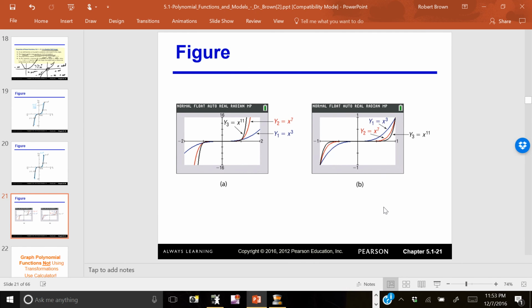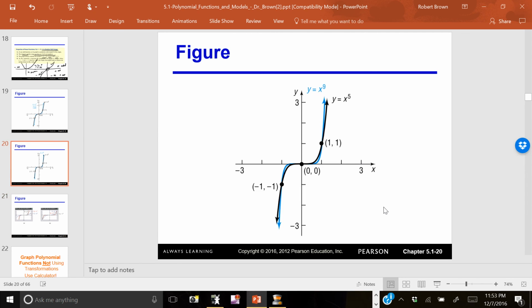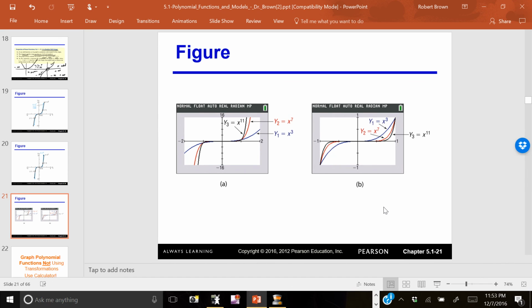Just some more examples. X to the 11th, x to the 7th, x cubed, always getting flat close to 0, getting steeper and steeper close to minus 1 and plus 1.